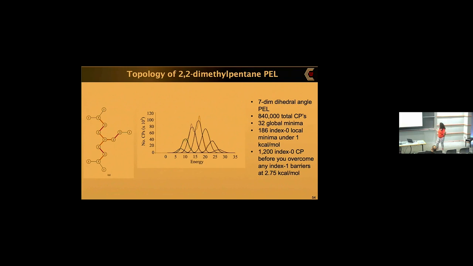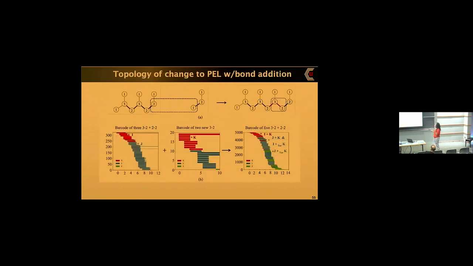It can move around a lot. And 1,200 index 0 critical points before you hit 2.75 kcal per mole. So this is a pretty complicated potential energy landscape that comes from a really small molecule. But we want to use these tools. And we can also predict what happens when we now have chemical reactions.